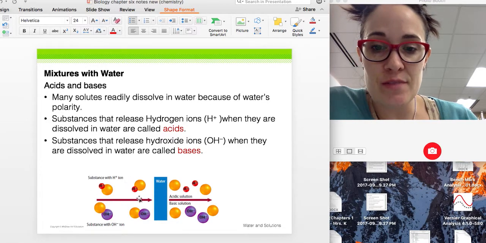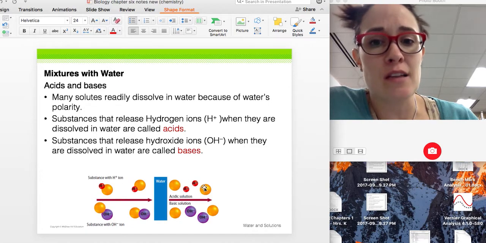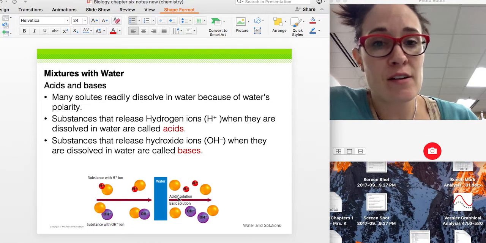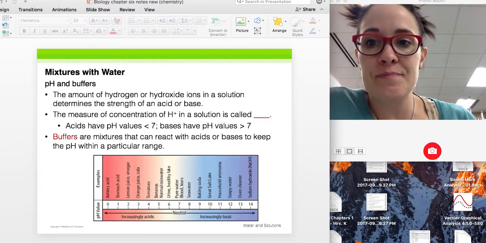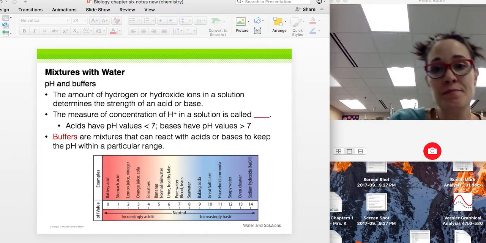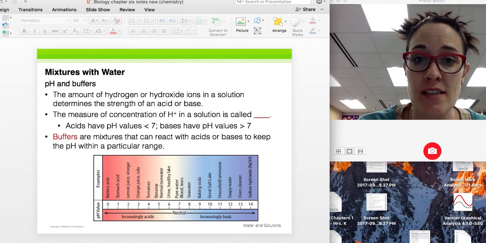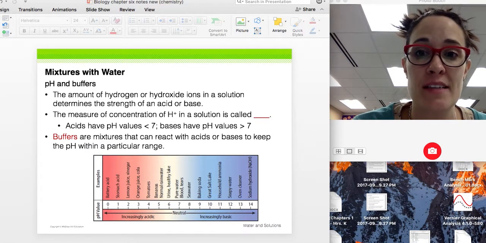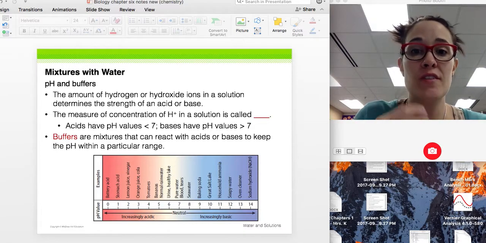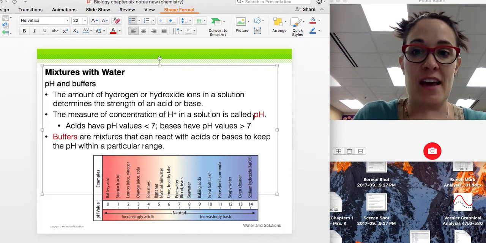And this just shows, okay, you add this yellow molecule attached to a red to water, and it will separate yellow from red, releasing hydrogen ions. And then hydroxide ions are released when it's a base. A pH scale measures the amount of hydrogen ions or hydroxide ions in a solution. It determines how strong that acid is or how strong a base is. So a measure of the concentration of hydrogen ions, I already hinted at it, is called the pH scale.